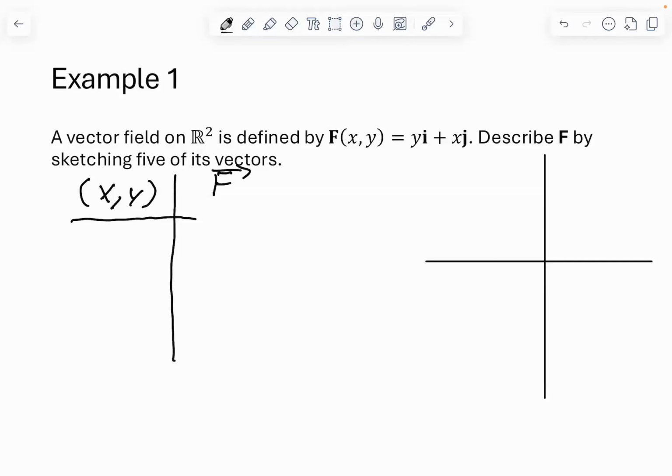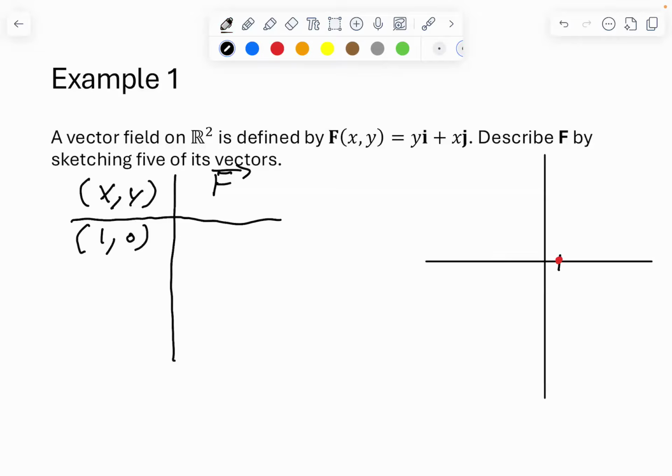Of a couple of points, and what happens from the function? So if we look at the point 1, comma 0, I'm going to actually use a different color to denote this. There's our point.